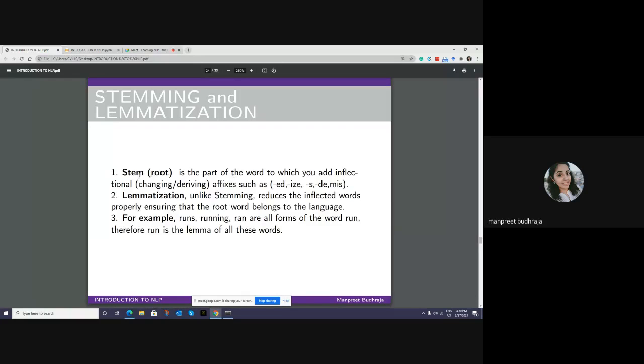like stemming and lemmatization. So stemming means the root word is the part of the word to which you add inflections like ed, s, as in misunderstood, or something like that.